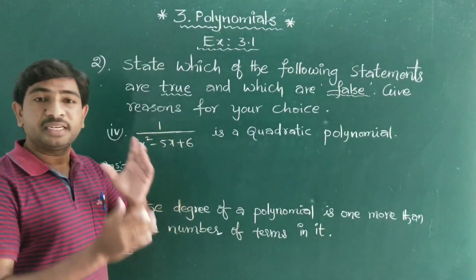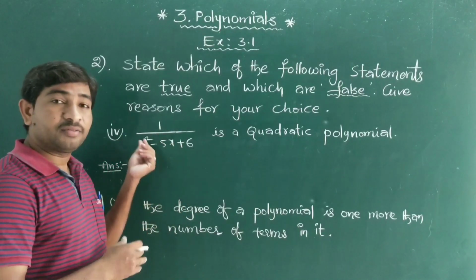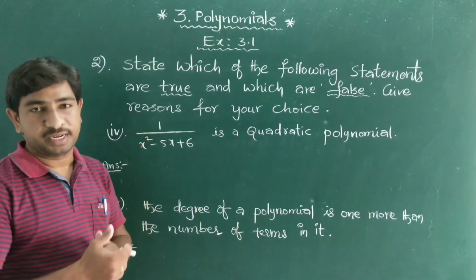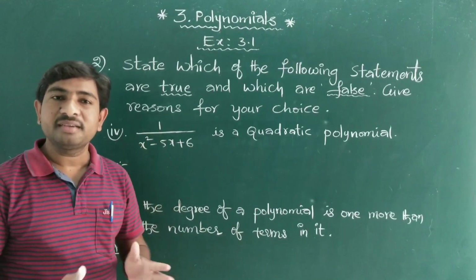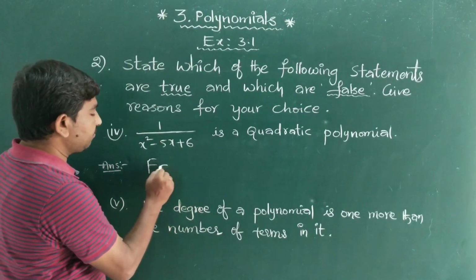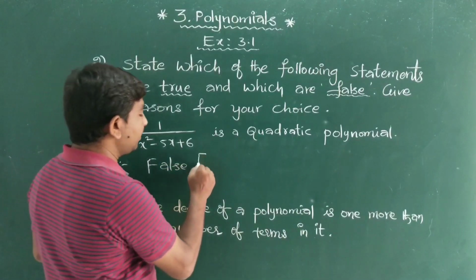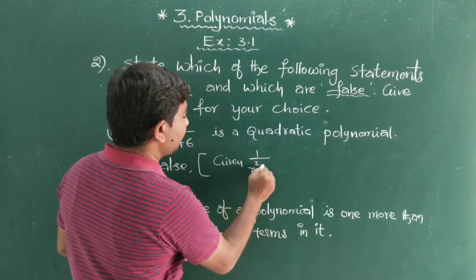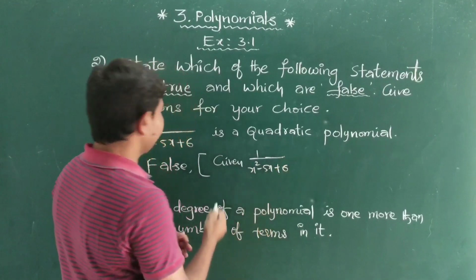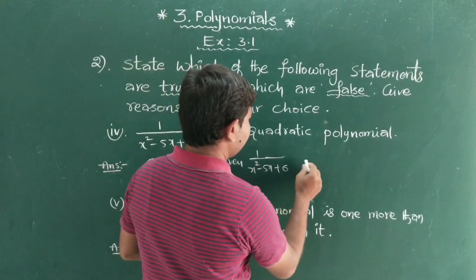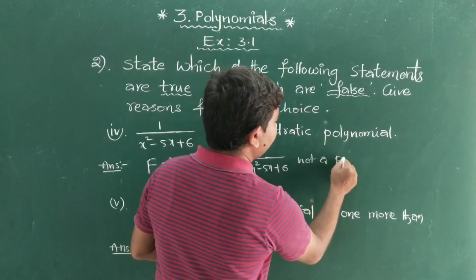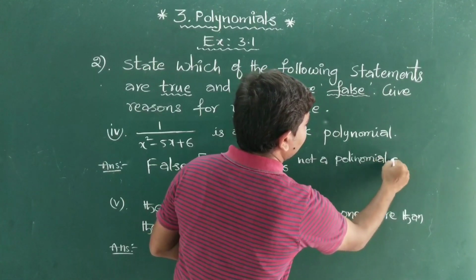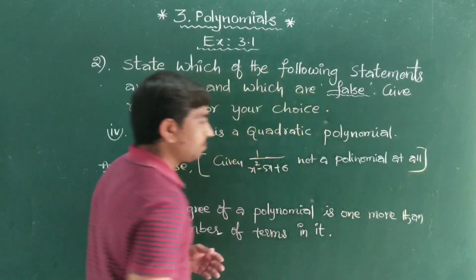Why? Because as per the definition of polynomials, the variable's powers will not be in negative form. So if you write x to the power of minus 2, it is not a polynomial. So this statement is false. The reason: given 1 by x square minus 5x plus 6, it is not a polynomial at all.